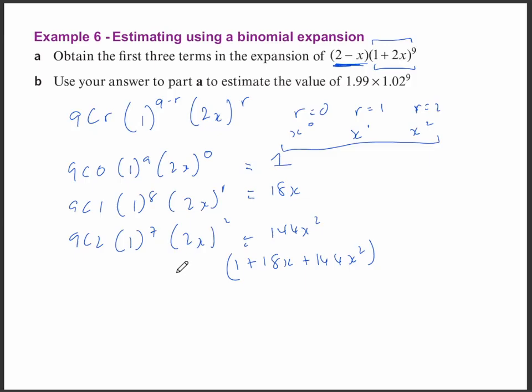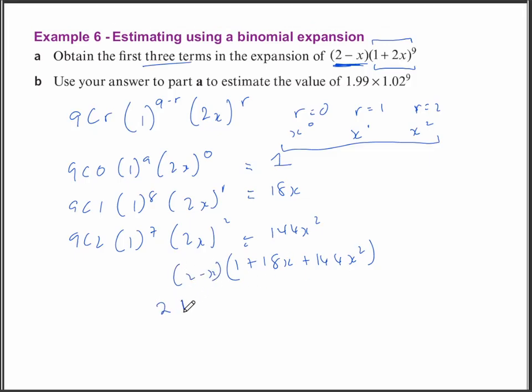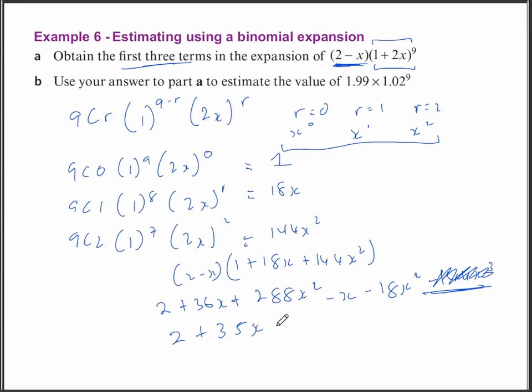And we're going to multiply that by 2 minus x. Expanding this, we want to multiply everything by 2. So 2 plus 36x plus 288x squared. And multiply everything by negative x. So negative x minus 18x squared minus 144x cubed. We're not going to use this right here because they asked for the first 3 terms. So we're going to remove this and we're going to deal with whatever we have here. So it's going to end up being 2 plus 35x plus 270x squared. And that's going to be the first three terms of this expansion right here.